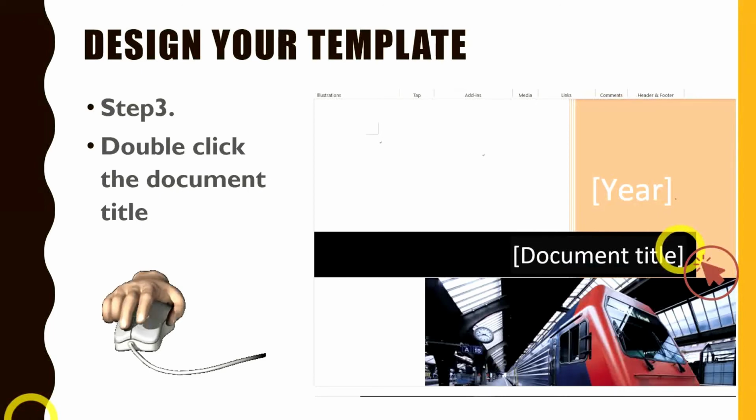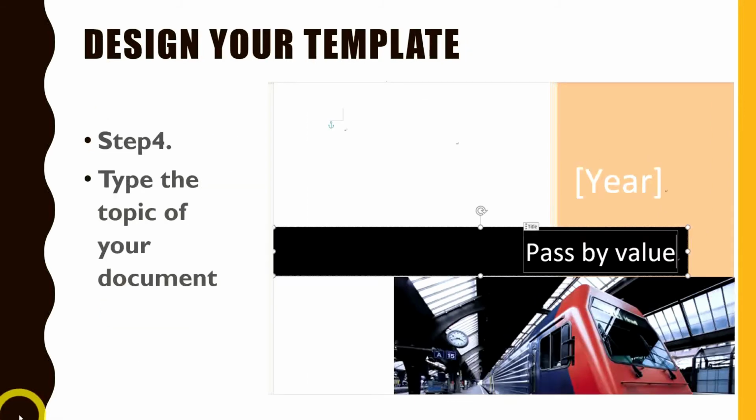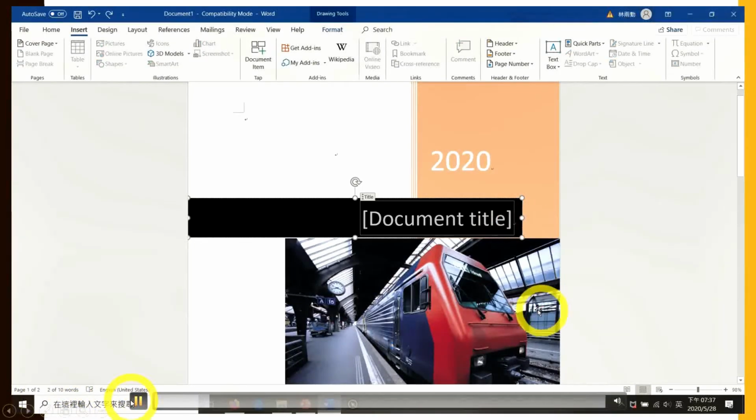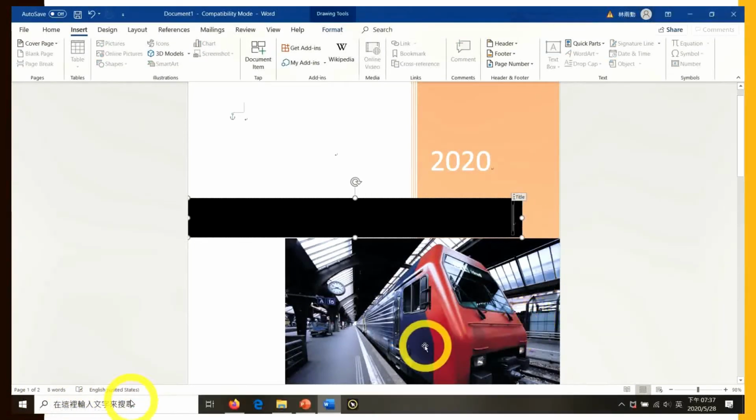After inserting a template, we will be able to design it. First, we should type the title of the report. To type the title, you need to first double-click the document title. And step 4, type the topic of your document. Let's watch the video to work on it together. Double-click the document title and key in your document title.